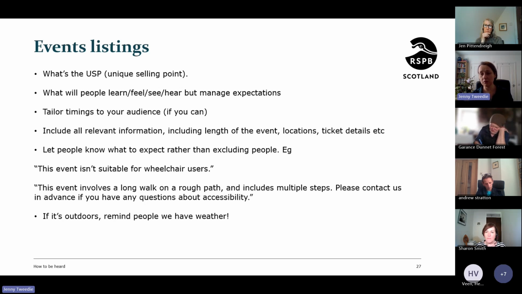Just don't assume that your event's exciting. Think about what it really is that makes it really, really special. What are people going to learn when they come? Are they going to learn about the different types of tree bark that you might be able to use to identify trees in winter? Or are they going to learn how to put up a fence or get rid of invasive non-native species? What is it? What is the thing that they're going to learn when they come along?